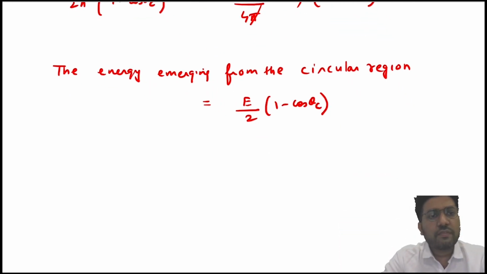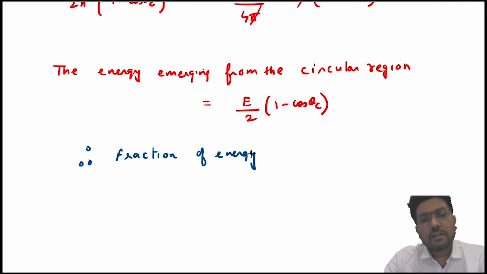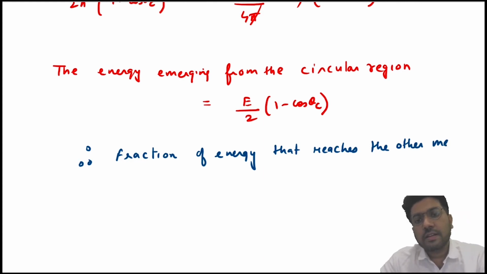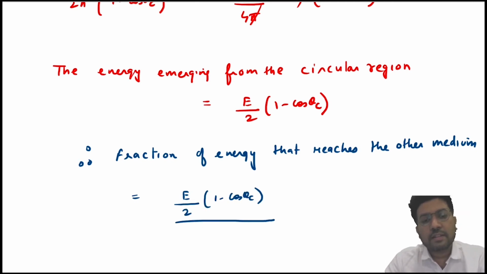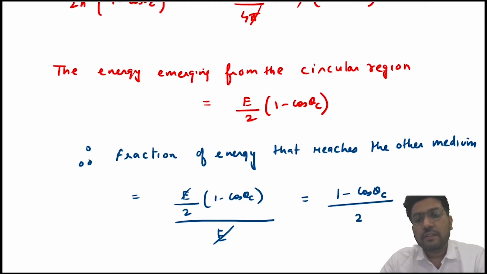So the fraction of energy that reaches the other medium is how much? The fraction of energy that reaches the other medium is equal to E by 2 into 1 minus cos theta c divided by the total energy, that is E. So this is very important. If you remember, it is a very useful formula for JEE Advanced.